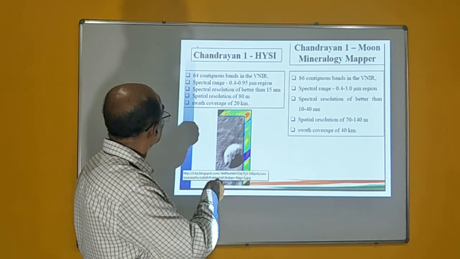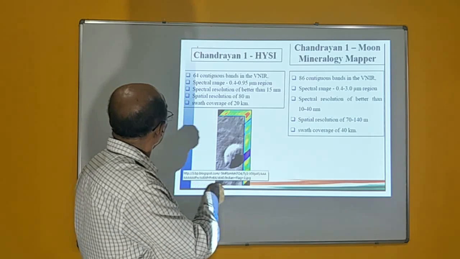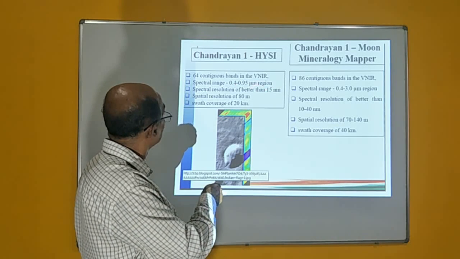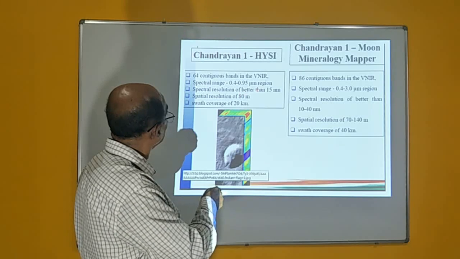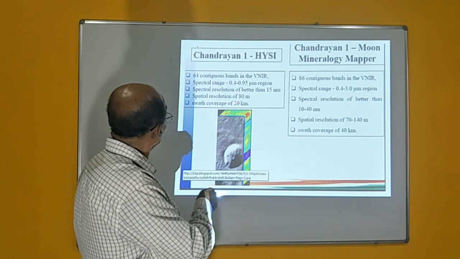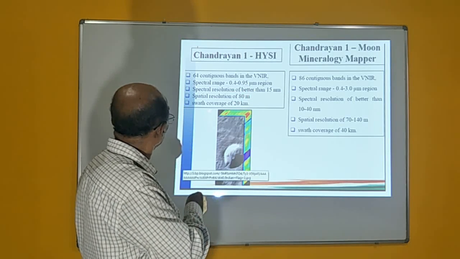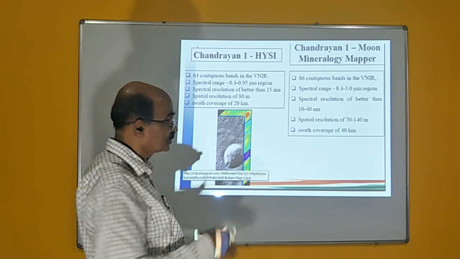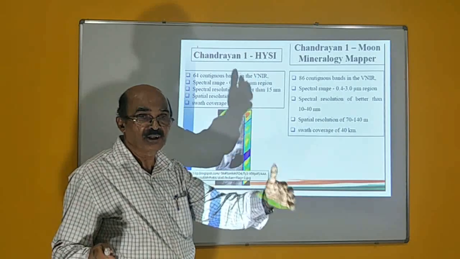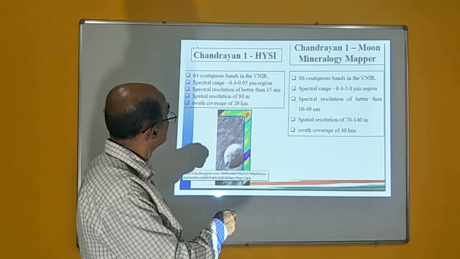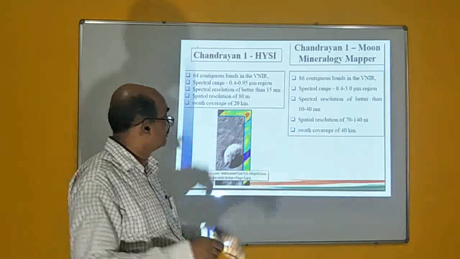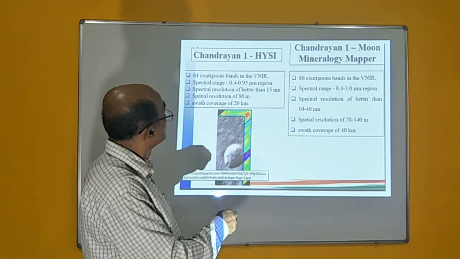Next slide. So in Chandrayaan-1, see, there was again a hyperspectral imager. 64 contiguous bands in the visible and near infrared. Spectral range was 0.4 to 0.95 micrometer. Spectral resolution of better than 15 nanometer. Spatial resolution of course 80 meter. Swath coverage of 20 kilometers. Swath width means how much area it covers at a particular instant of time. So that much area's radiation will be recorded by a sensor of a satellite.